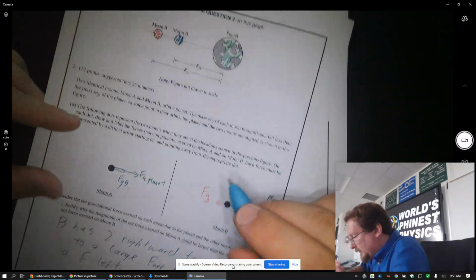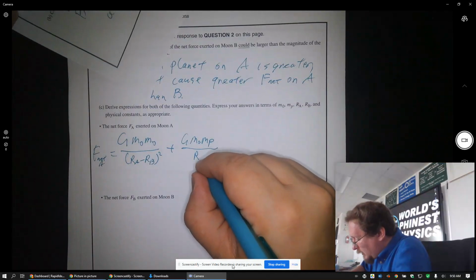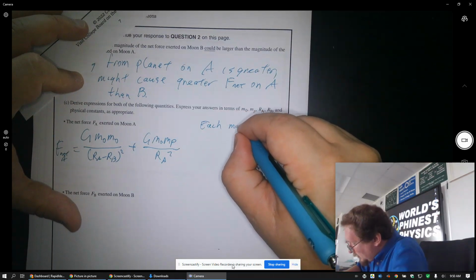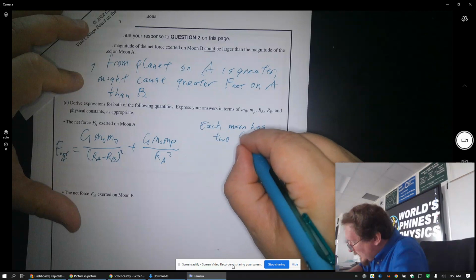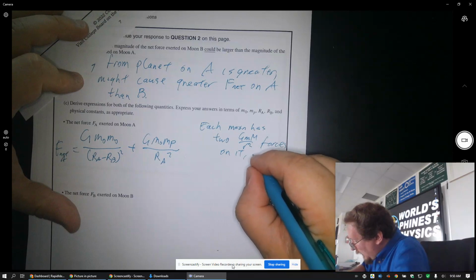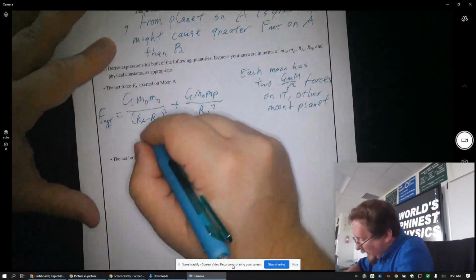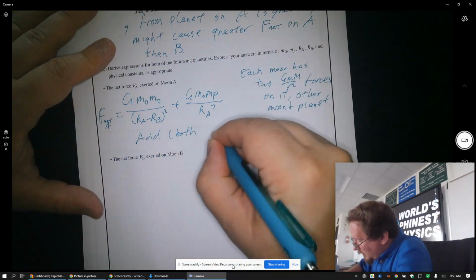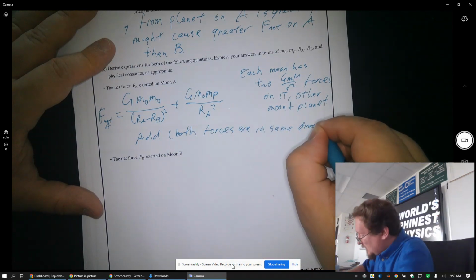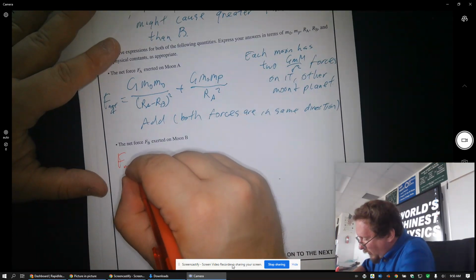Let's say derive. I didn't really derive. I just kind of wrote it. So I might go back and put some extra work later. Is this RA squared? Okay, so I might put some work later. Each moon has 2 GMm over R squared forces on it from the other moon and the planet, right? And so for moon A, add, right, both forces are in the same direction, right? Okay, and then here I'm going to say F net on B.